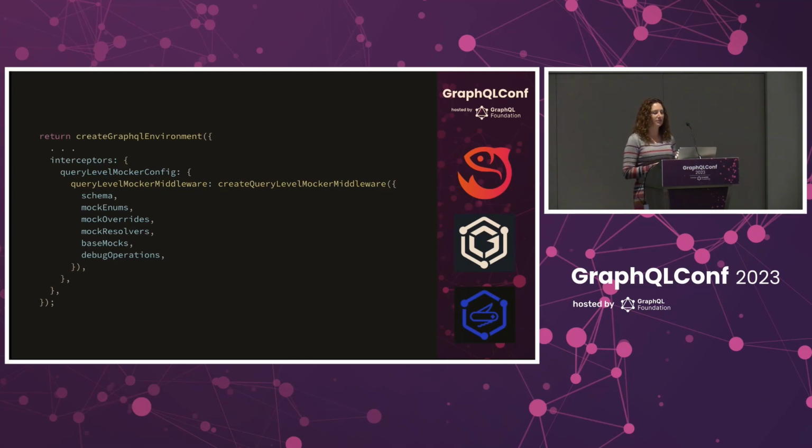We also added one more argument called debug operations, and this basically gives you better visibility into what data is being mocked for your queries. So you can pass in a specific operation name or just a star to see them all. And the mocked data will print out to the console so you can see exactly what was mocked for every single field. And this has been really useful for test debugging.